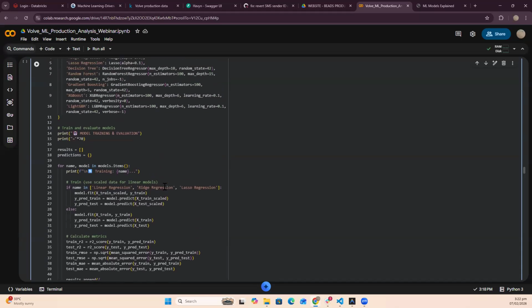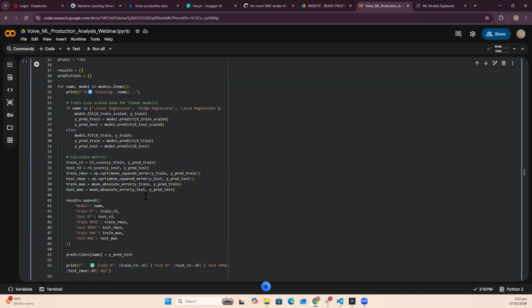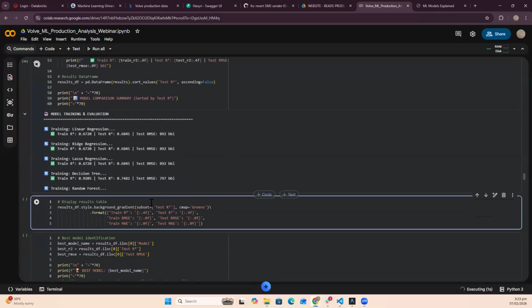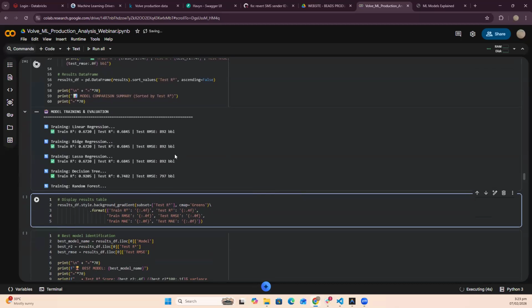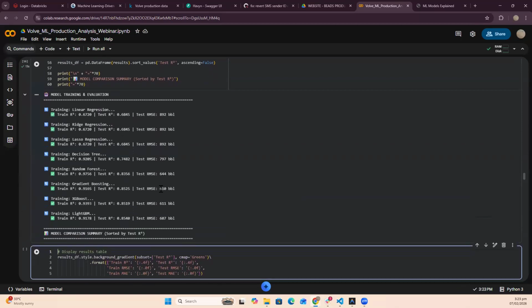We are doing two things here. We are training a model, and second, we are calculating its performance, right? And for the calculation, we are using root mean squared error and R squared. That's what we are doing. So we are training each one of the models. Okay, so now we are done, right?